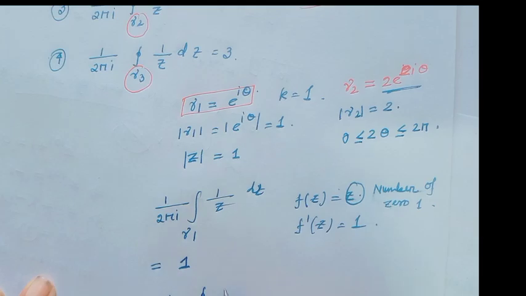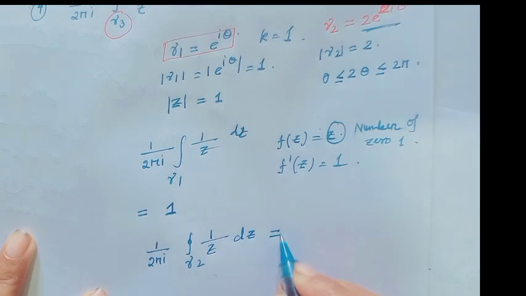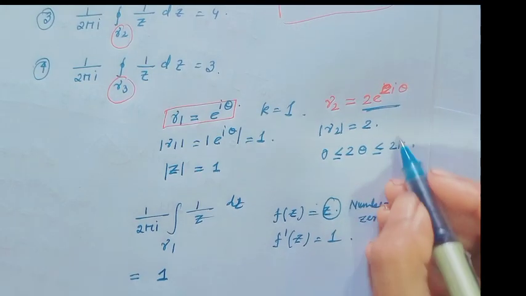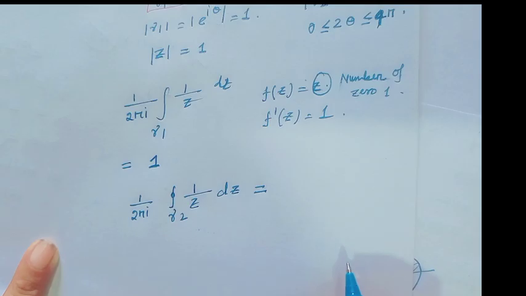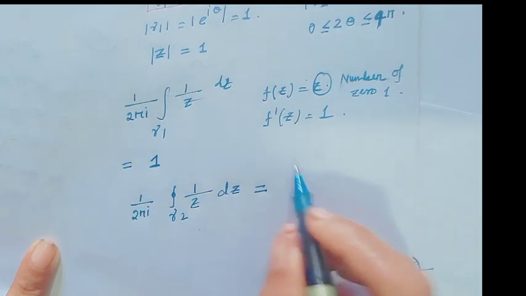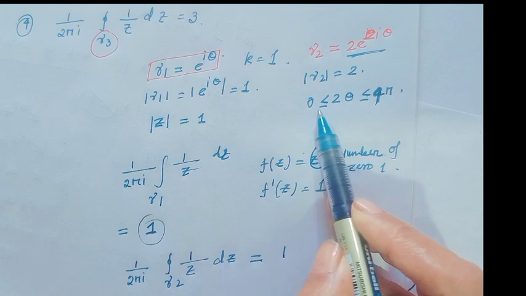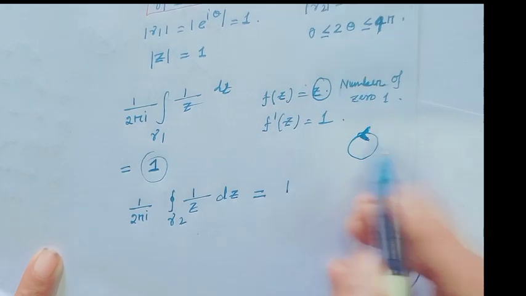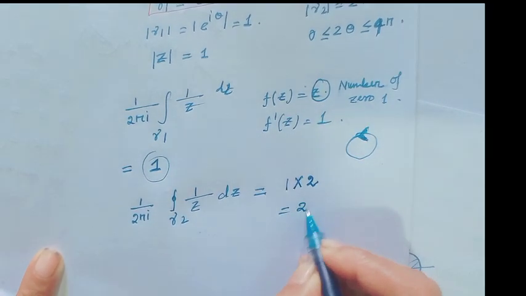Therefore, sorry, 2 theta lies between 0 to 4 pi, not 2 pi, 4 pi. So similar to before, this value would be 1. Since with respect to gamma 2, 2 theta lies between 0 to 4 pi, not 1 rotation, here 2 rotations would be used. So this would be times 2. That means this value equals 2.